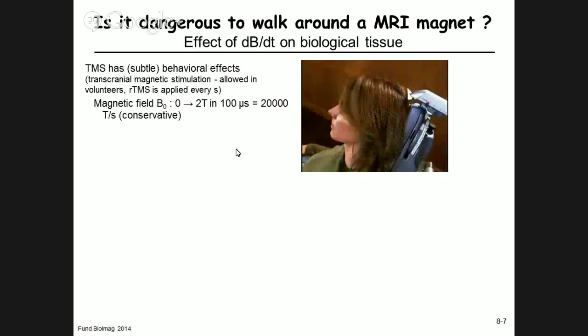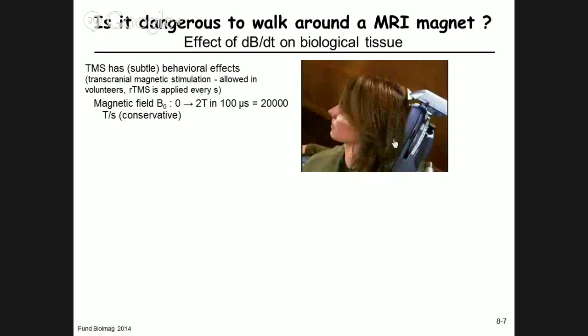So there's transcranial magnetic stimulation, which has rather subtle behavioral effects. It's a tool that's used for neuroscience research. And basically, the way it's used is you produce a magnetic field that goes from 0 to 2 tesla in 100 microseconds, which corresponds to a change of 20,000 tesla in 1 second. That's a relatively conservative estimate.